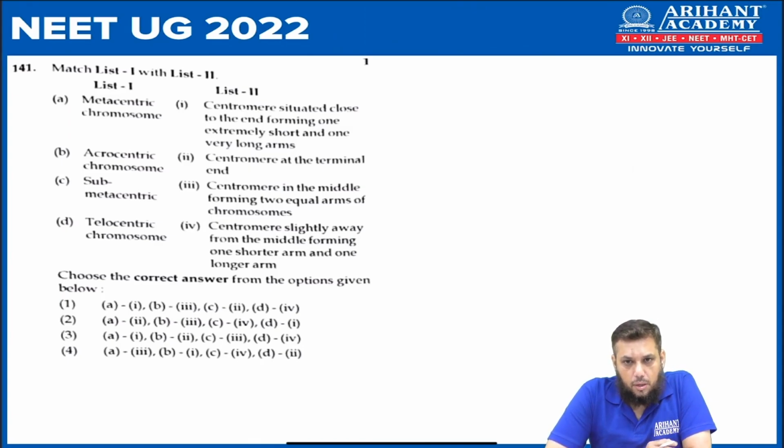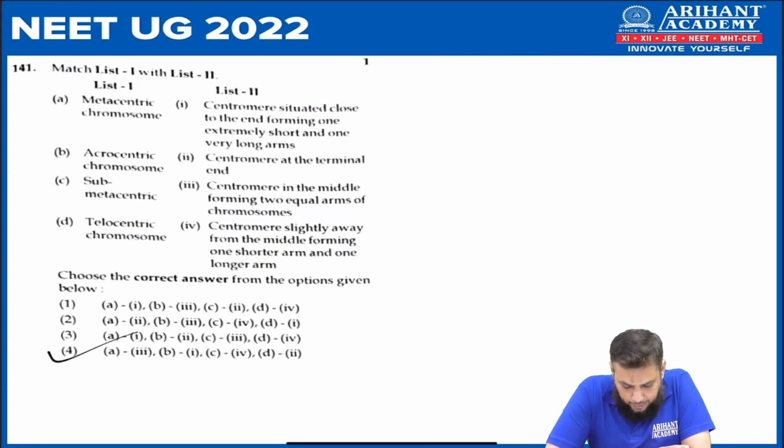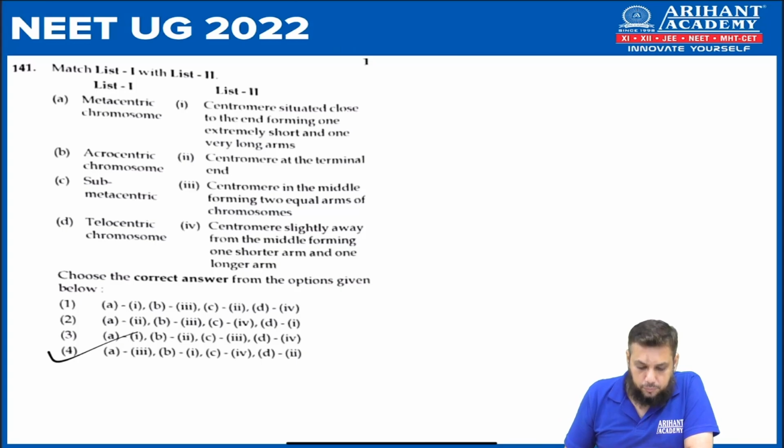141. So this is from Cell: The Unit of Life, from the chapter Cell Structure. You will see this in the last part, where on the nucleus they have talked about the different types of chromosomes. It's a direct factual question where the answer will be 4. Metacentric, that the centromere is in the middle. So for 141, the answer will be 4.